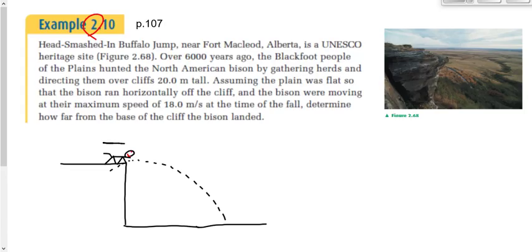Okay, we're going to say that this bison is running off the edge of the cliff at 18 meters per second. We're going to say the cliff is 20 meters high. And we're going to say that we're looking for this distance right here. How far from the edge of the cliff does the bison land? Does that diagram make sense?